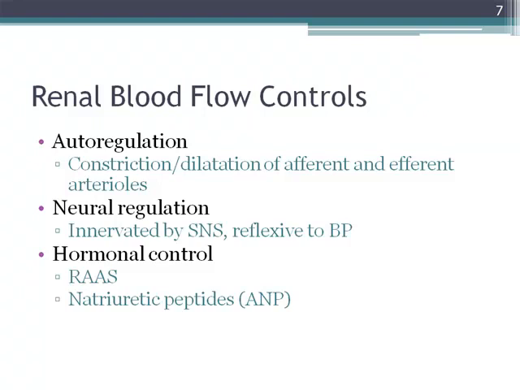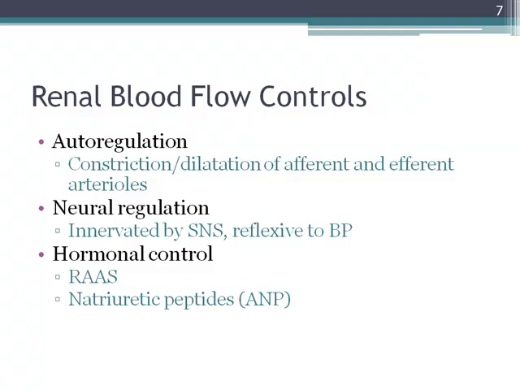Now, one of the things that we look at is what's controlling blood flow into the kidneys, and it's a process called autoregulation, at least one of the pieces of that. And that means that those blood vessels that are going into and away from the kidney can contract and dilate depending on what's needed to get more blood flow there or less blood flow there. That flow of blood to the kidneys is also determined by the sympathetic nervous system and affected by what the blood pressure is. And then hormones also control that.